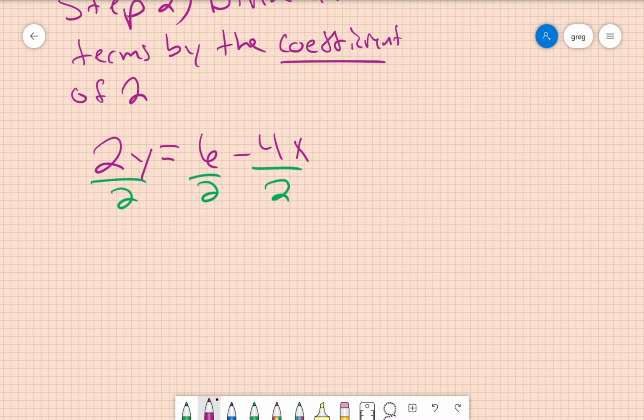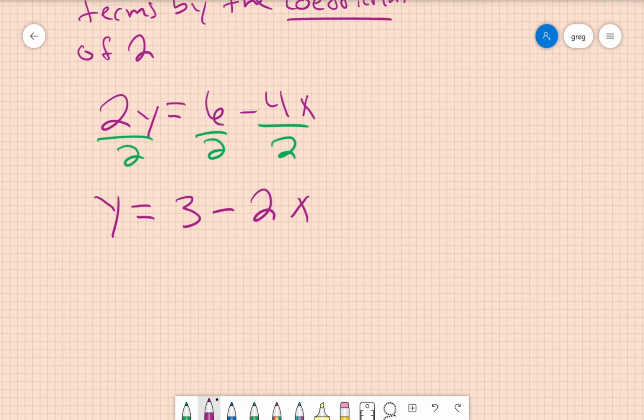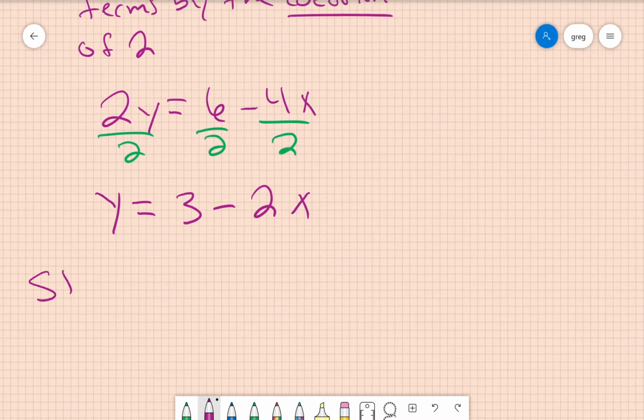So in doing so, now we have y equals 3 minus 2x. Step 3. What's the last step here?